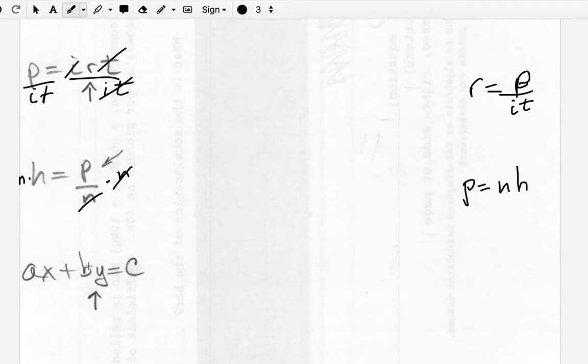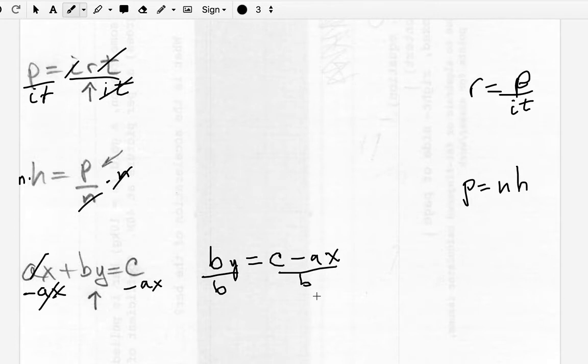Here's a linear equation in standard form, ax plus by equals c, and we're going to solve for y, thereby putting it in slope-intercept form. Doing order of operations, we're going to first subtract ax from both sides, and then divide both sides by b. So let's go. Subtract ax from both sides, and we get by equals c minus ax. Divide both sides by b. The b's cancel, and we get y equals.